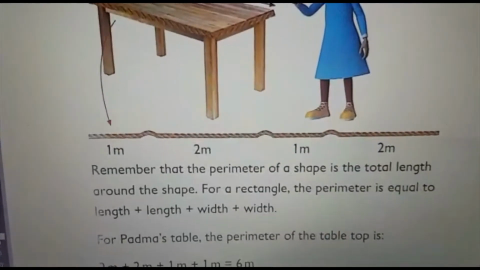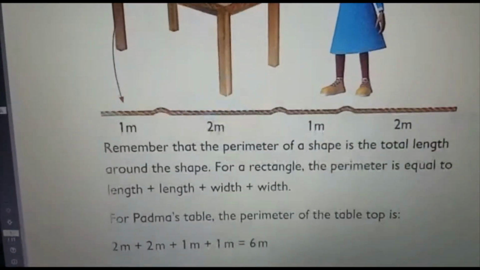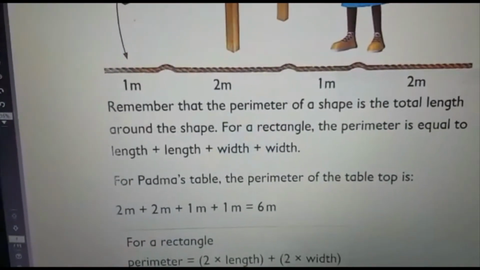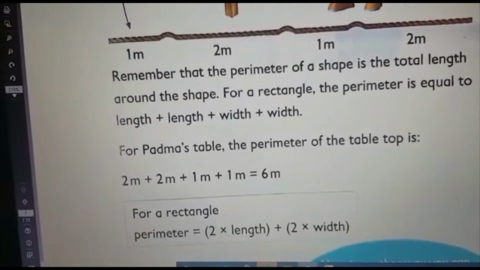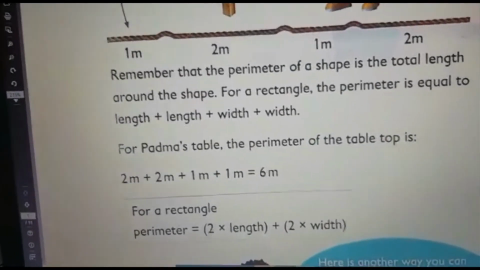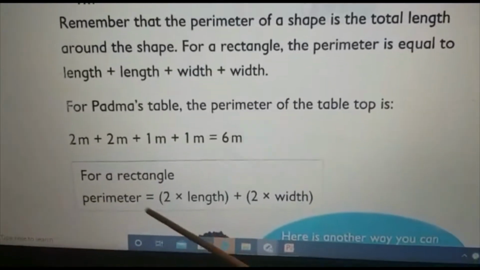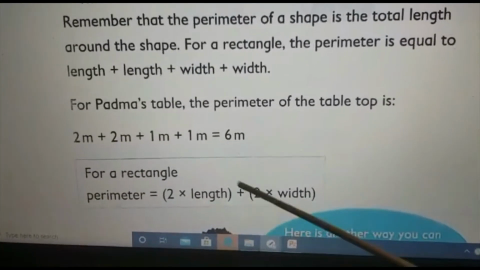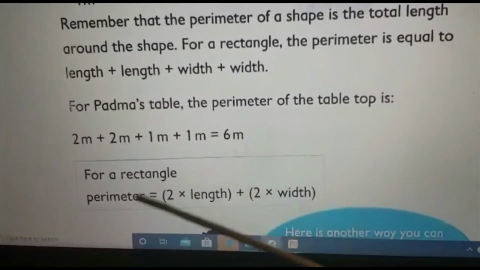Okay. So the perimeter of Padma's tabletop is how much? We know it is 6 centimeter. That is 2 meter plus 2 meter plus 1 meter plus 1 meter. That is equal to 6 centimeter. So for a rectangle, this is the same thing we discussed in the first video. Perimeter equals 2 times length plus 2 times width, or you can say 2 times width plus 2 times length.